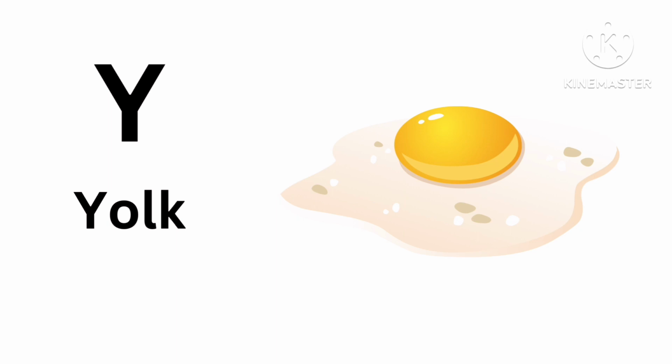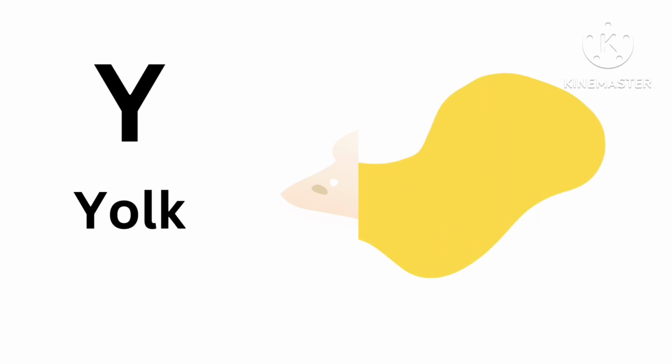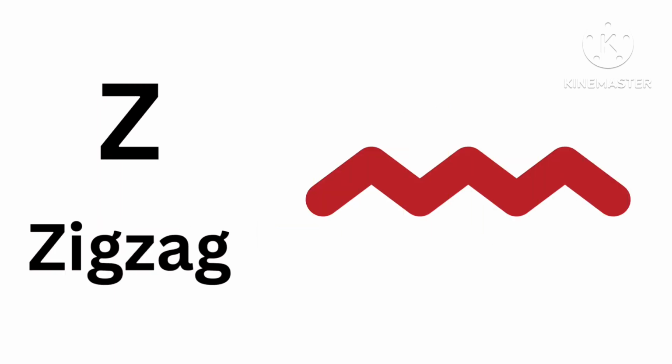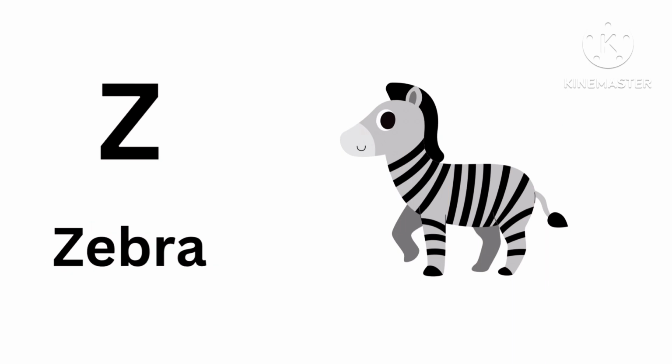Y for york. Y for yellow. Y for yarn. Z for zigzag. Z for zero. Z for zebra.